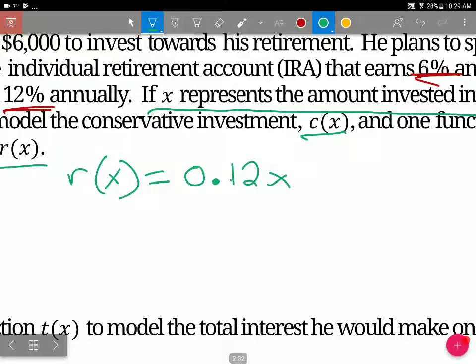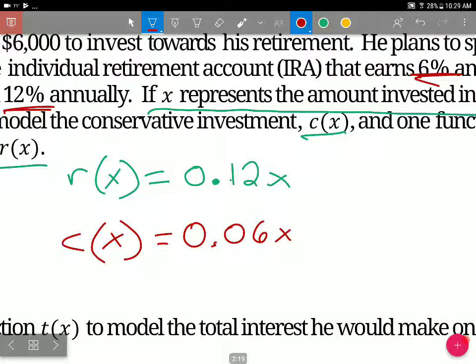Okay? Your more conservative one, the not so risky. What's the percentage on that one? 6%. Is it 0.6 or 0.06? 0.06. You got to move it twice. So, would it be just like that? Because x represents the amount in the riskier account. So is x the right thing to put there?